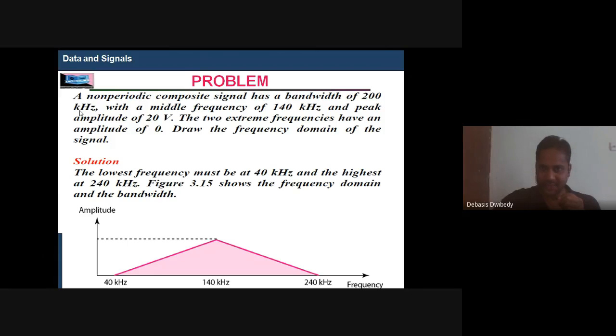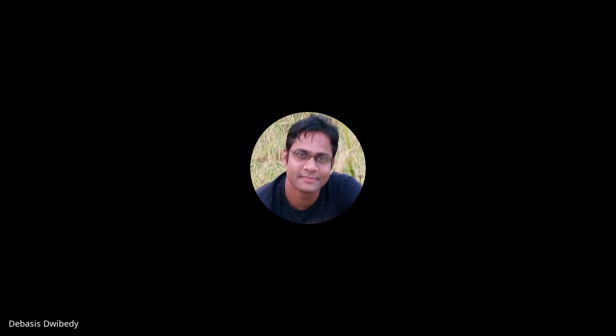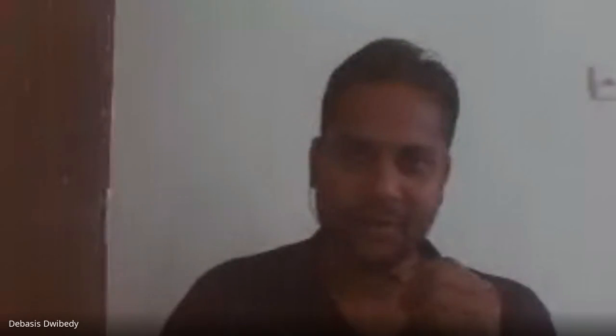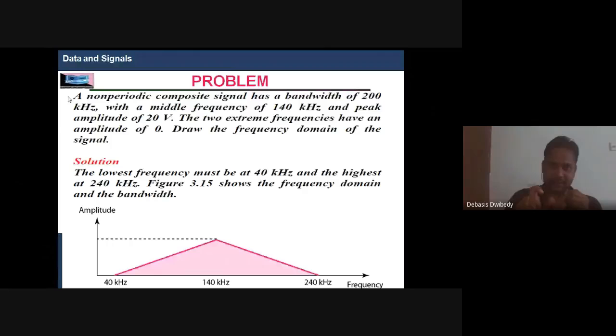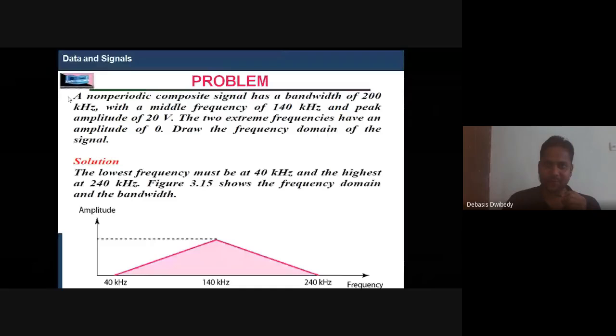और बैंडविड्थ का डेफिनेशन क्या है, हाईएस्ट फ्रीक्वेंसी माइनस लोएस्ट फ्रीक्वेंसी, और मिडिल फ्रीक्वेंसी दिया गया है 140. पीक एम्पलीट्यूड 20 वोल्ट. तो अगर देखो प्रैक्टिकल में कंप्लीट डेटा कंप्लीटली दे दिया जाएगा, पर प्रैक्टिकल पॉइंट ऑफ व्यू में हम जो कैलकुलेशंस करते हैं, बहुत सारी चीज वी डू कैलकुलेशन इन अ अप्रोक्सीमेट मैनर, नॉट इन द एग्जैक्ट मैनर, बिकॉज प्रैक्टिकल फील्ड इज नॉट डील्स विद द एग्जैक्ट वैल्यू, रेदर इट डील्स विद अप्रोक्सीमेशन वैल्यू.